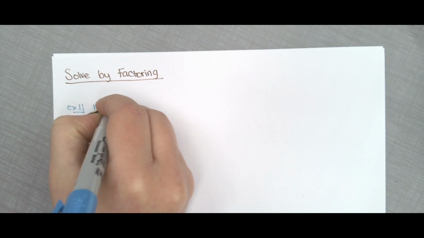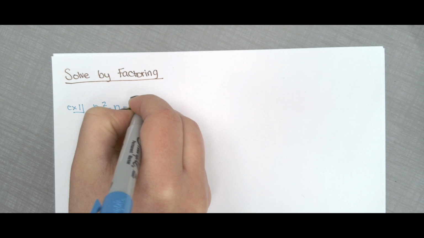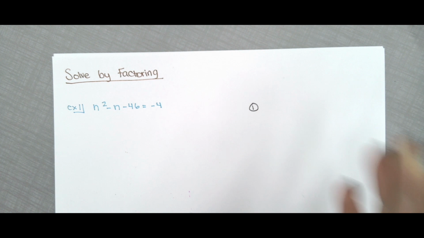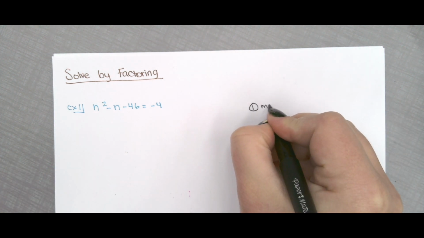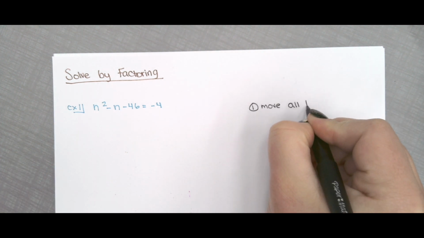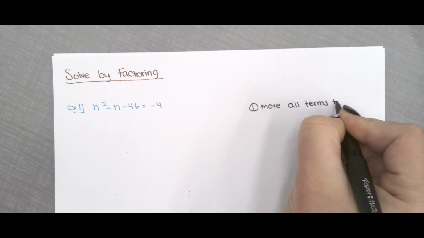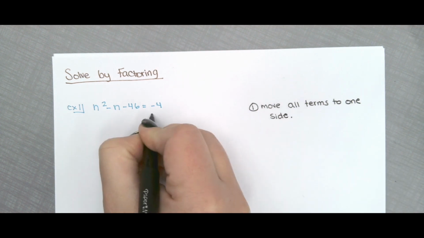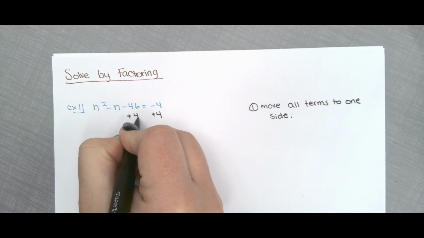n squared minus n minus 46 is equal to -4. Now, just like we did before, I'm going to give you the example. I'm going to write out some steps. And then for the next example, there will not be steps provided. We're just going to solve it. Step number 1 is you want to move everything to one side. Now when you do that, you're going to be, in our example, adding 4 to both sides.